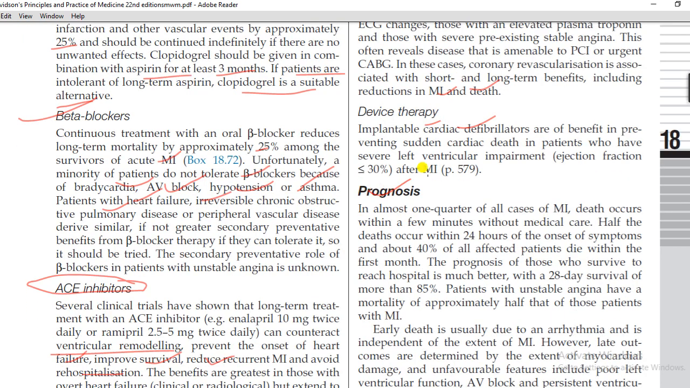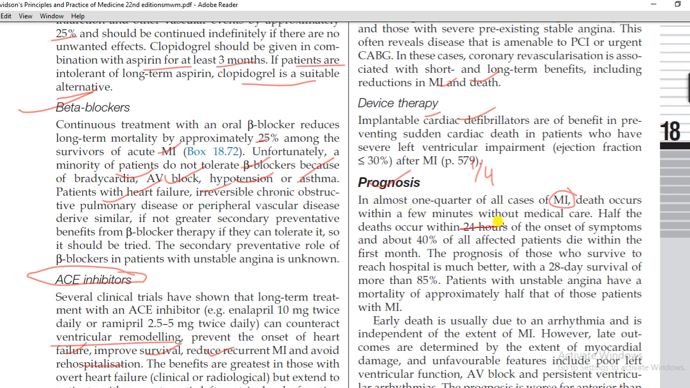Prognosis. In almost 1/4 of cases of myocardial infarction, death occurs within a few minutes without medical care. Half of the deaths occur within 24 hours of the onset of symptoms, and about 40% of all affected die within the first month. The prognosis of those who survive to reach hospital is much better.